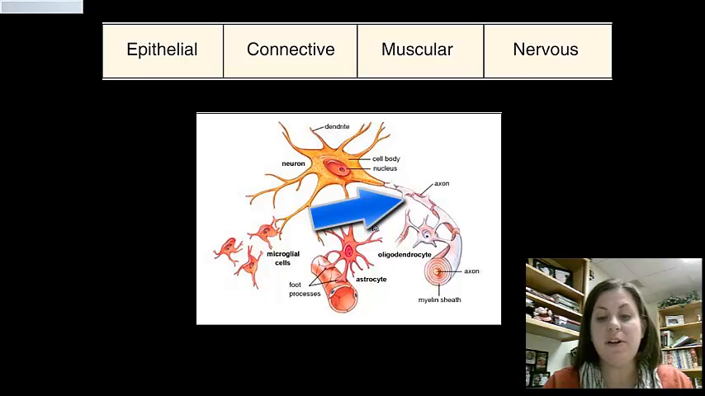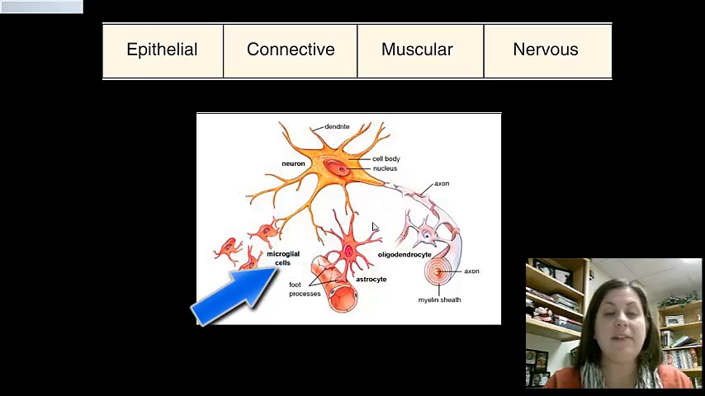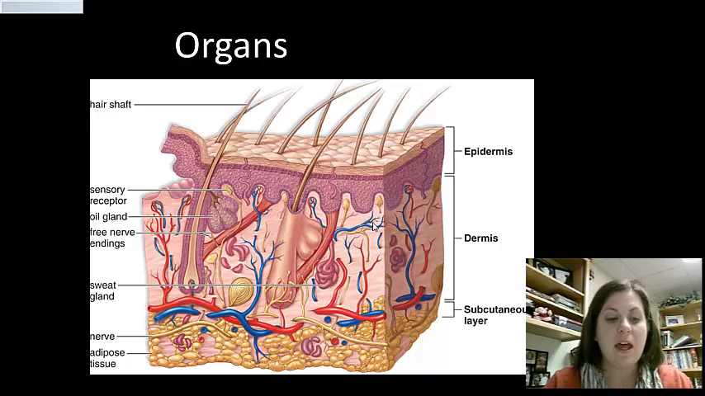There are also neuroglia cells that act as nursemaids. They actually help the neurons, they help protect them, and they help take care of them, and this is going to help support them and keep them healthy. Each organ has a different combination of these tissues to form unique structures so that they can perform specific functions.